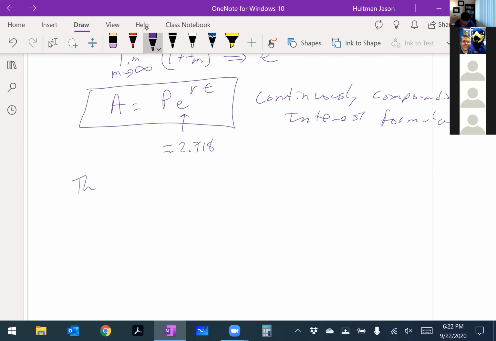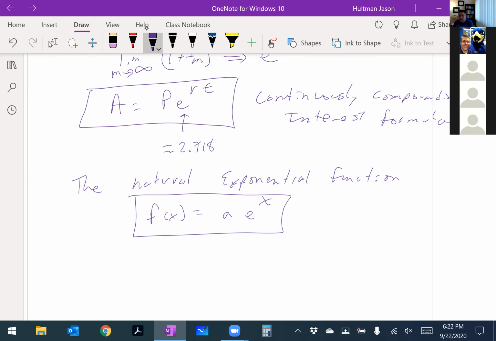Okay, so we say that the natural exponential function is f of x equals a e to the x. This is the natural exponential function. So in this case, x is behaving like rt and a is behaving like P. But we say that is the natural exponential function. We're going to see why we study this, because there are some nice properties about this.